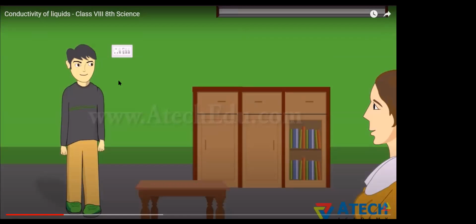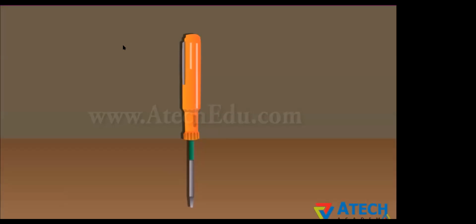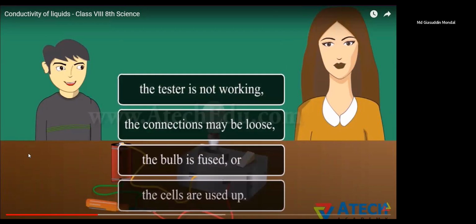To understand this, let us do some activities. You know that a tester is equipment used to test solid materials, whether they conduct electricity or not. So, whenever we touch this tester to a simple electric circuit, the bulb will glow. But the bulb is not glowing, Mom. Yes, what are the possible reasons for this? The possible reasons may be the tester is not working.